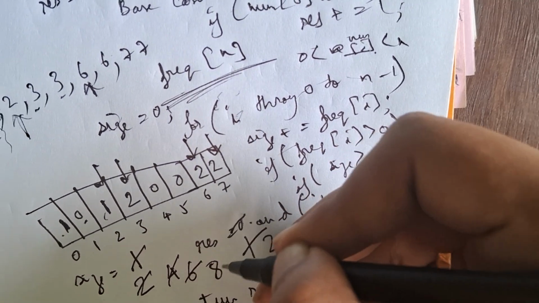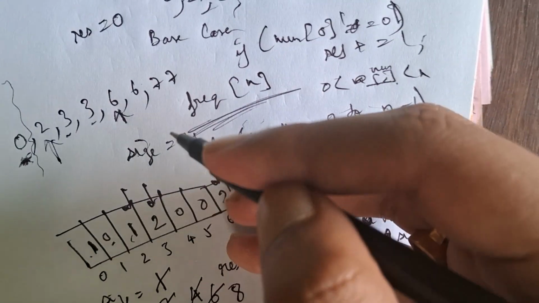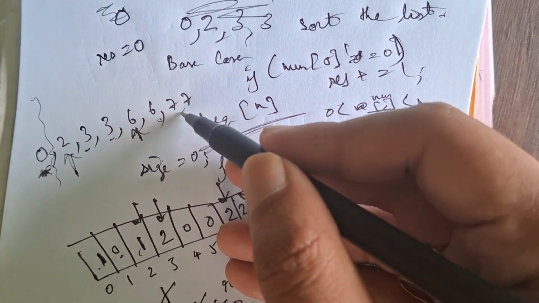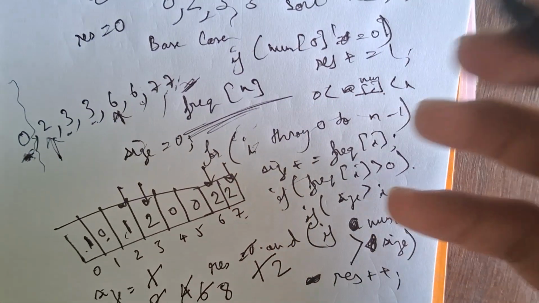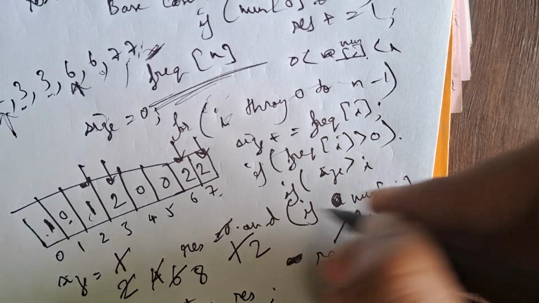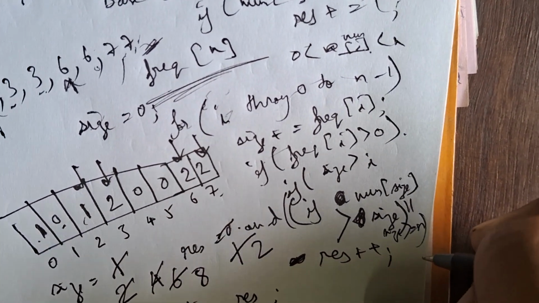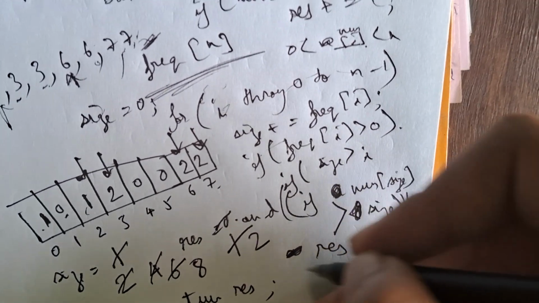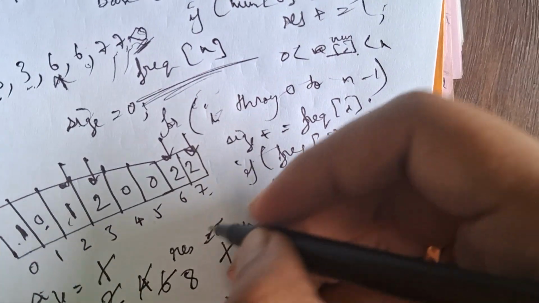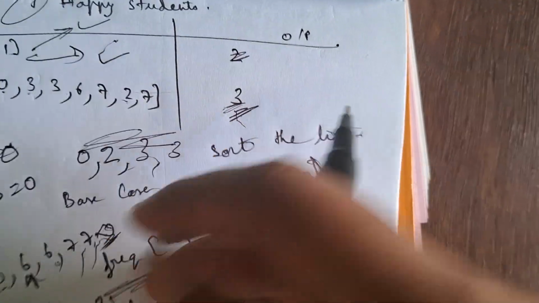So 6 plus 2 is 8, and 8 is greater than 7. And nums of 8: the indices go 0 to 7, so there is no nums of 8. Since there is no nums of 8, we need to check another condition, that is, if size is greater than or equal to n, then also we can make result plus plus, because by default we are considering the next element as infinity. So the result becomes 3. So the answer, as you can see, is 3. So this is how this code works.